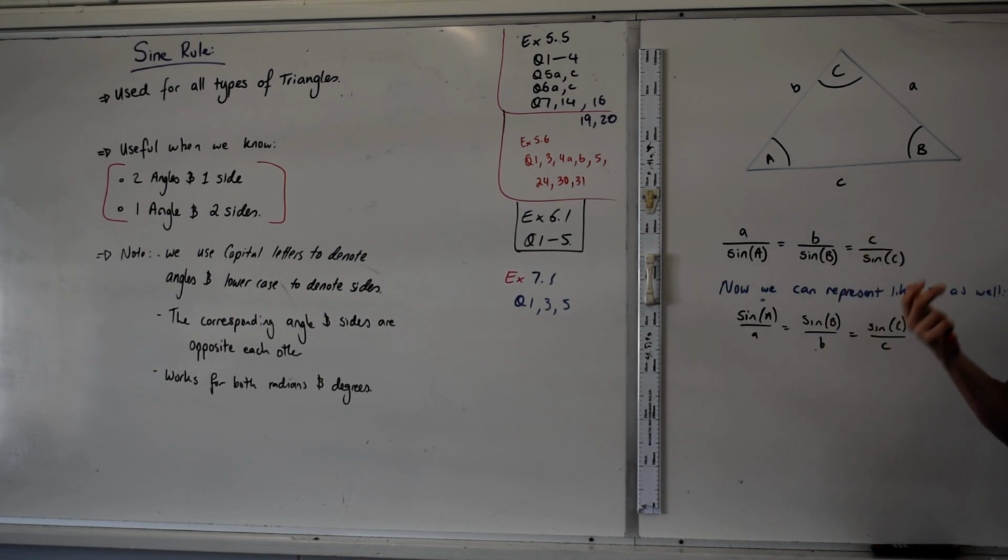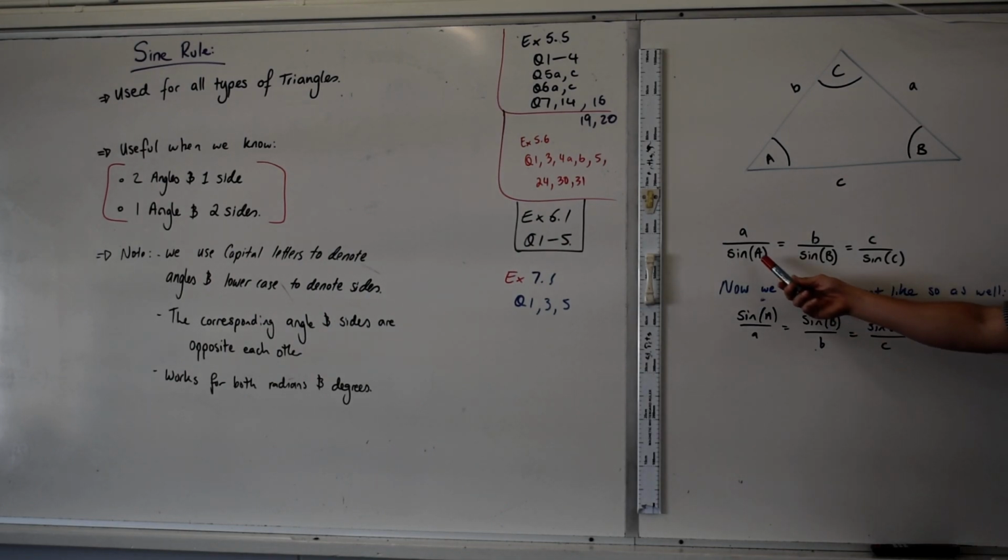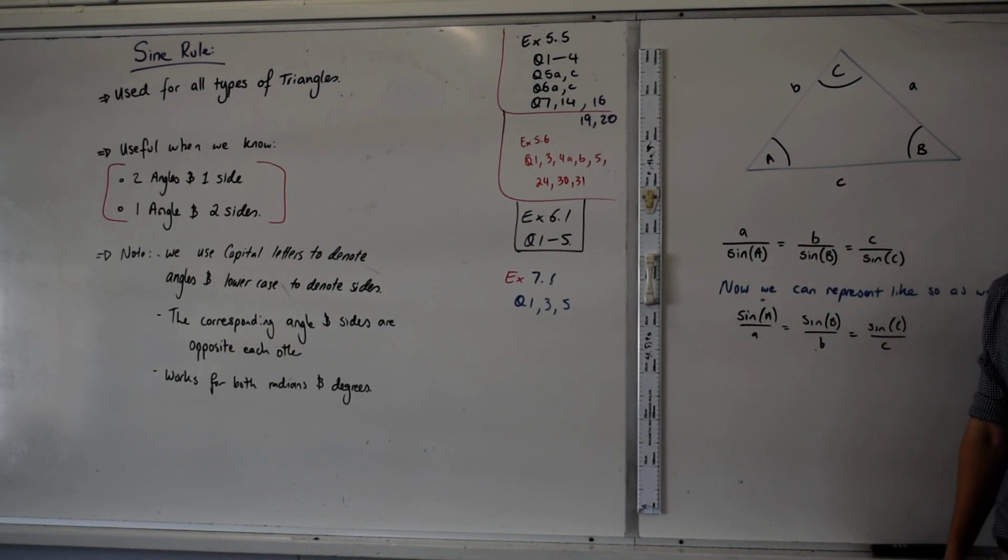That's a triangle. Okay, a non-right angle triangle. I've just got it there so we can see the corresponding sides and angles. You'll see that there's three components. In the first variation of the rule, I have what on top? Side on top divided by the corresponding sine A. A over sine A, B over sine B, C over sine C.